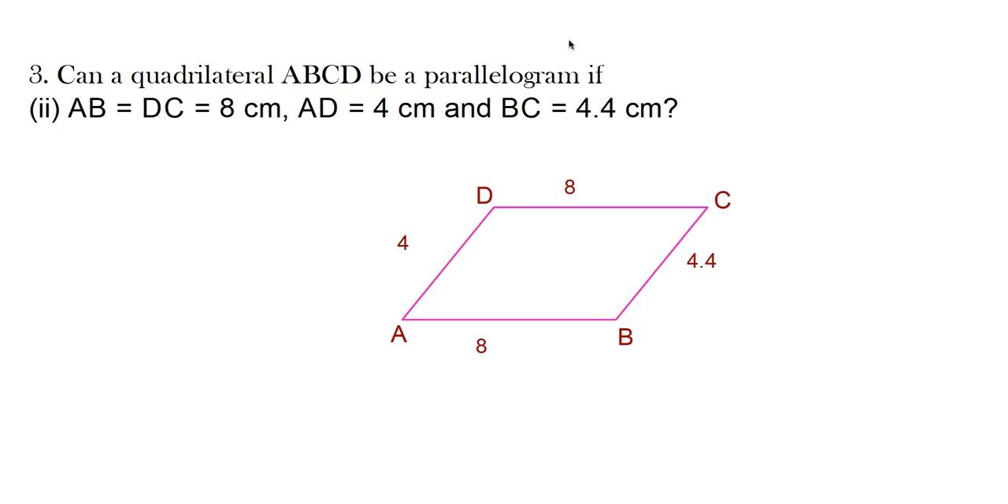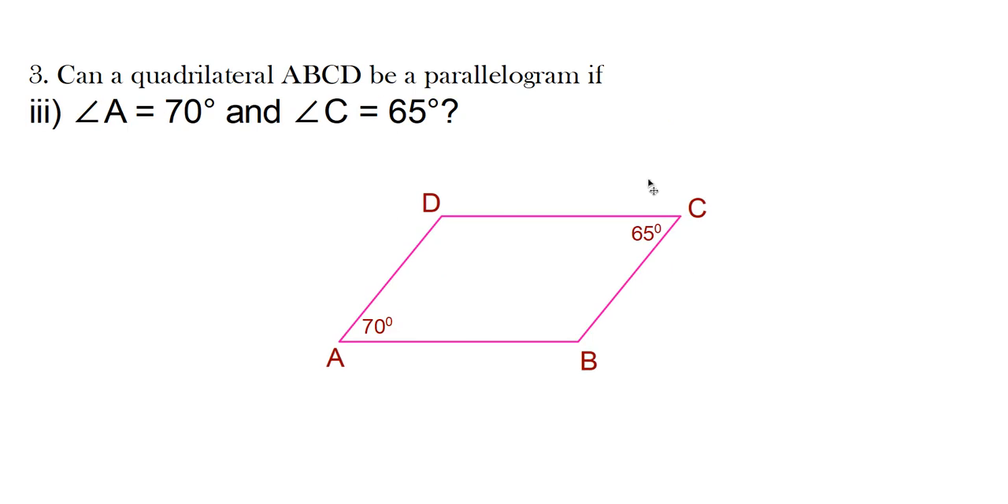Can it be a parallelogram? Here AB and BC opposite sides are equal, but AD and BC are not equal. So it cannot be a parallelogram. Can it be a parallelogram? Angle A 70, angle C 60, but A and C are opposite angles and they must be equal. So here it is not equal, so it is not a parallelogram.